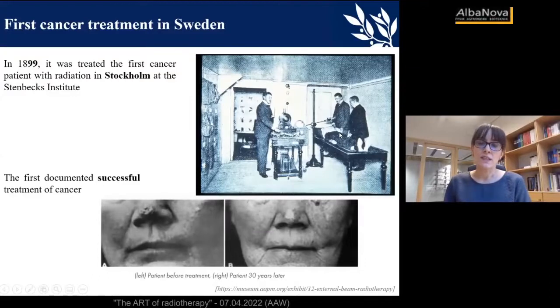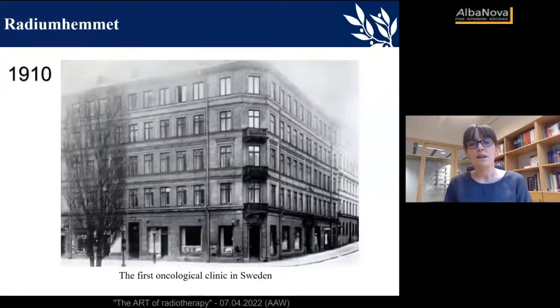Also, Sweden seems to have reported the first document of a successful cancer treatment. Here we see a patient that has this cancer in this part of the nose before treatment, and then we see the patient 30 years after treatment. So Sweden was reporting this successful treatment very early, and starts to treat patients. And indeed, in 1910, the first oncological clinic in Sweden was born, and this is Radiohemmet. It was located at that time in Kungsholmen.